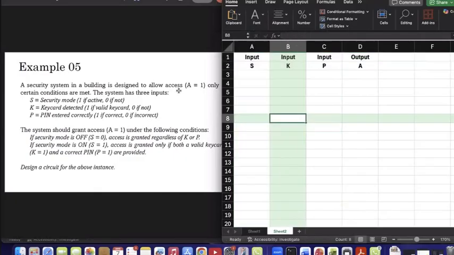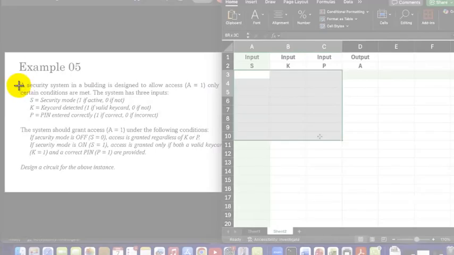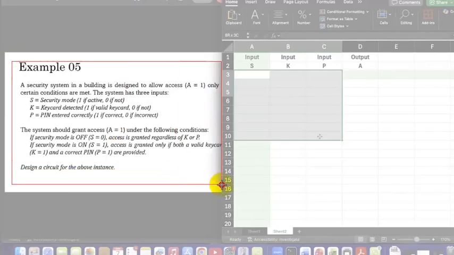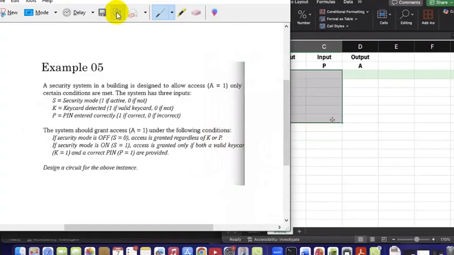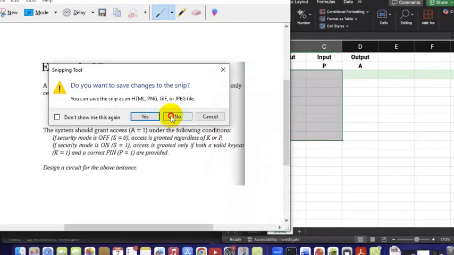Yes, miss. Now we just identified that we have 3 input variables and 1 output variable. So tell me, if you have 3 input variables, how many combinations are possible? 8. 2, 4, 6, 8.